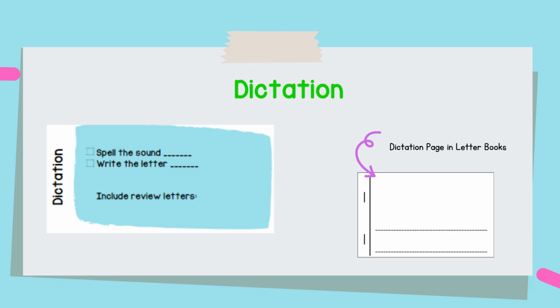You can have them spell the sound. You could think about all of the sounds that you've already taught the children, and you could say, I want you to spell the sound ah. I want you to spell the sound mm. They could just do spelling the sound, or you could say, write the letter A. You could do it opposite: say it by its name, say it by its sound. And you could always incorporate review sounds as well. In the back of each letter book is a dictation page where they could do that in their little mini book, or you could do it on a whiteboard or dry erase board as well.